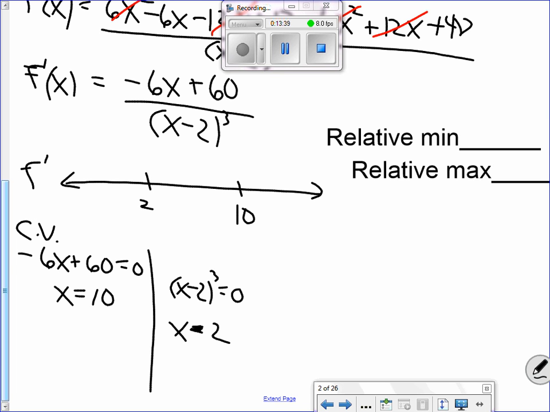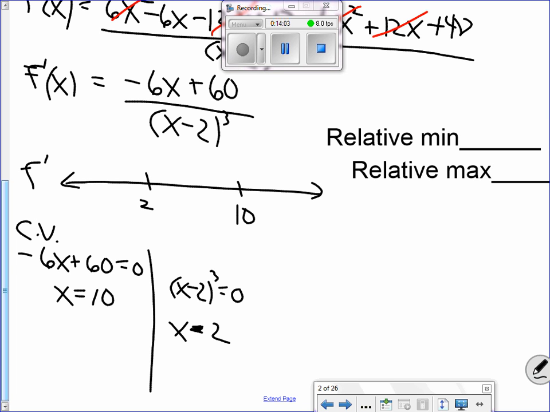No, and something to keep in mind, you're right, it could, but 2 is not even in the domain. So you want to be very careful to never say you've got a max, a min, or a point of inflection at an x value that's not in the domain. So we're just keeping that in mind. I wrote that underneath the domain part.